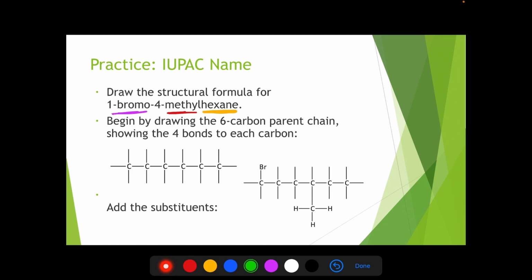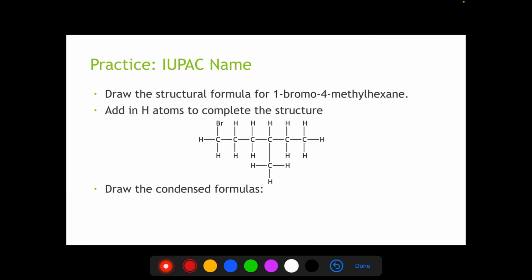So off of carbon number 1, 2, 3, 4, 5, 6, you can see I have placed my bromo, and off of carbon number 4, I have placed my methyl group or my CH3. And then from there, as you probably guessed was going to happen, I'm going to add in all the rest of the H's. Wherever there was a substituent, you don't need to have them. And then from there, you can condense that chemical formula if the question asks you to.